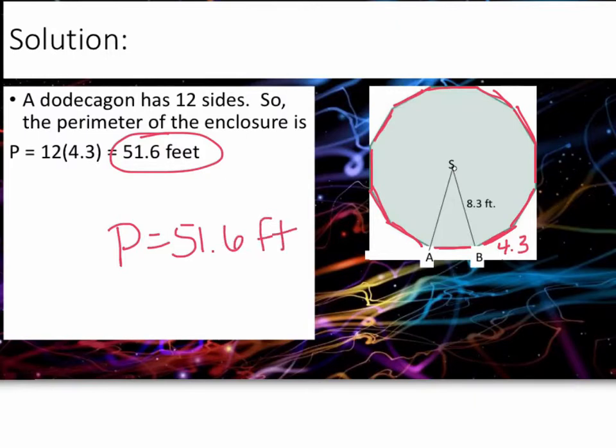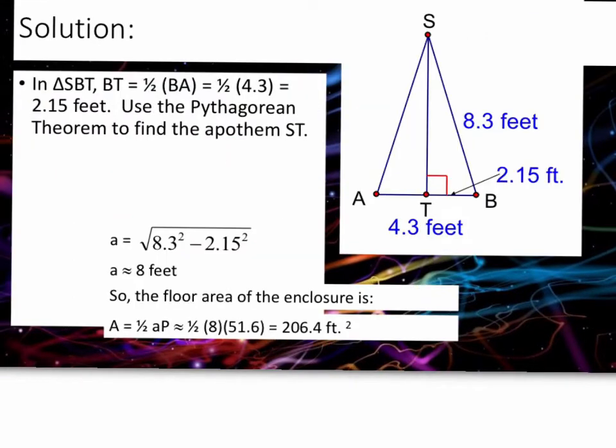And notice they gave us the radius, which is 8.3 feet, but that is still not the apothem that we need because the apothem would go down the middle right here. So we're going to have to find the apothem. Okay, go ahead and write everything you see here, then resume the video when you're ready to follow along with me. And I'll assume that you did that, so I'll just keep going.